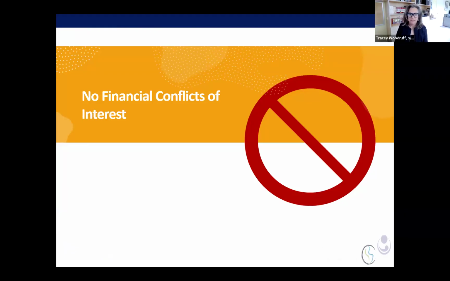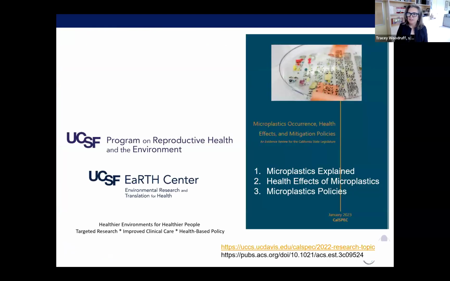So first, I want to say that I have no financial conflicts to declare. And as Margaret mentioned, I am from UCSF. I run the program on reproductive health and the environment and the Earth Center. I'm going to be speaking from some work we did with the California State Policy Evidence Consortium from the University of California, and a report that we did, which is referenced here on microplastics, the health effects of microplastics and microplastics policy that was requested by the state of California, and the links are in the references provided for this webinar.